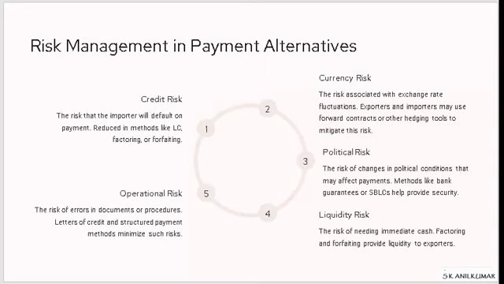Liquidity risk. The risk of needing immediate cash. For this, factoring and forfeiting are the best methods. Otherwise, we may have to seek buyer's credit where the payment terms will be 90 days from invoice or 180 days from shipment, etc. Operational risk.